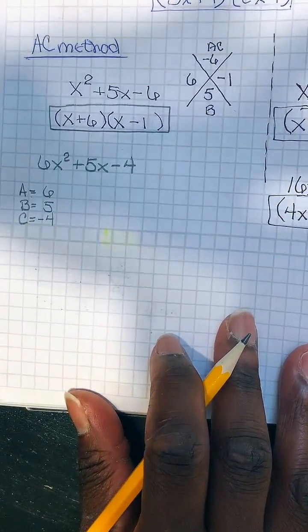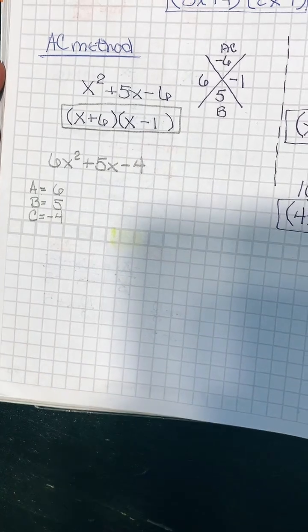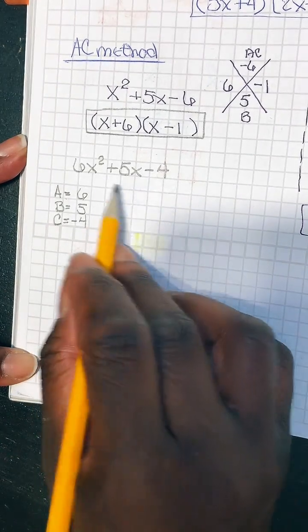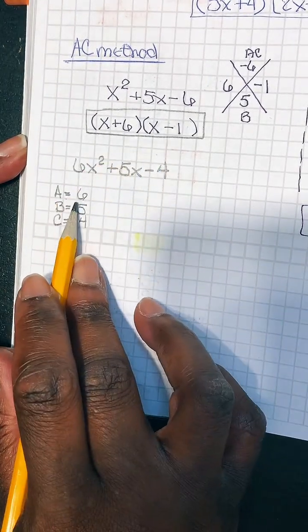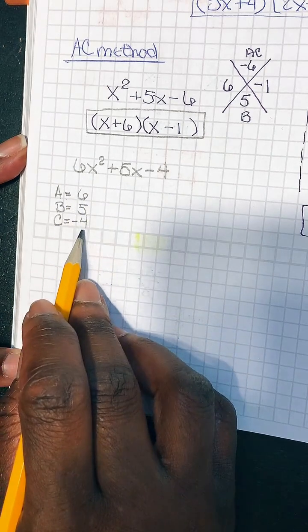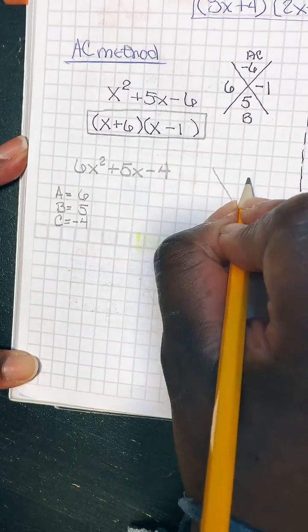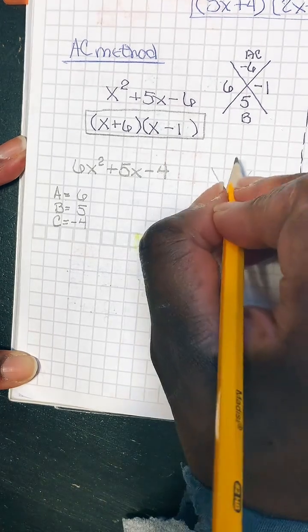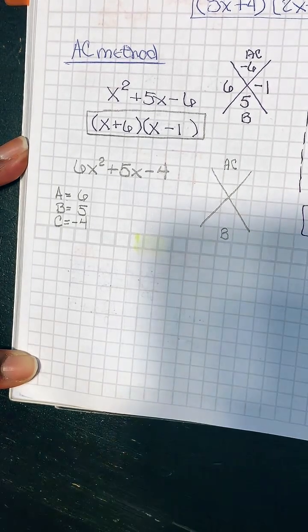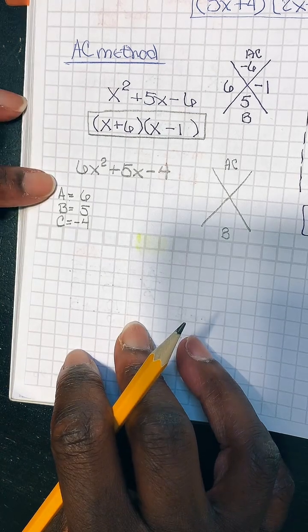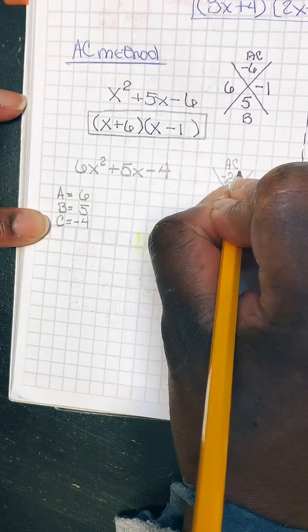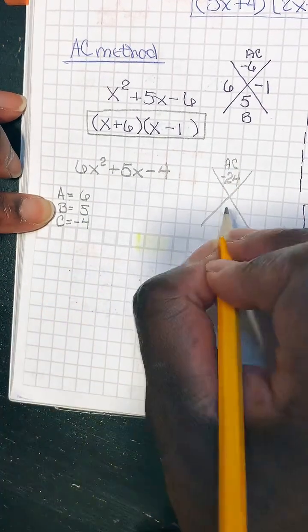Let's see if we can zoom in a little bit. There we go. Now we can't just split our x's because my a is not a 1, it's a 6. But after we list our a, b, and c, we are still doing our cross. That hasn't changed. So we do our ac and we rewrite our b. Multiply the a and the c, we get negative 24. Rewrite our b, which is a 5.